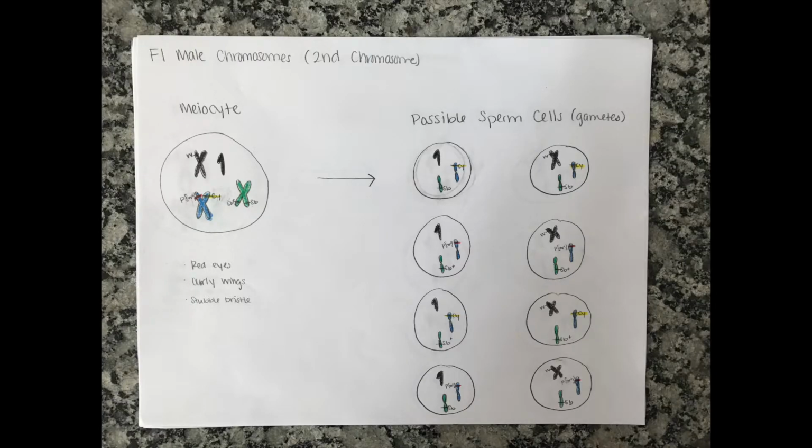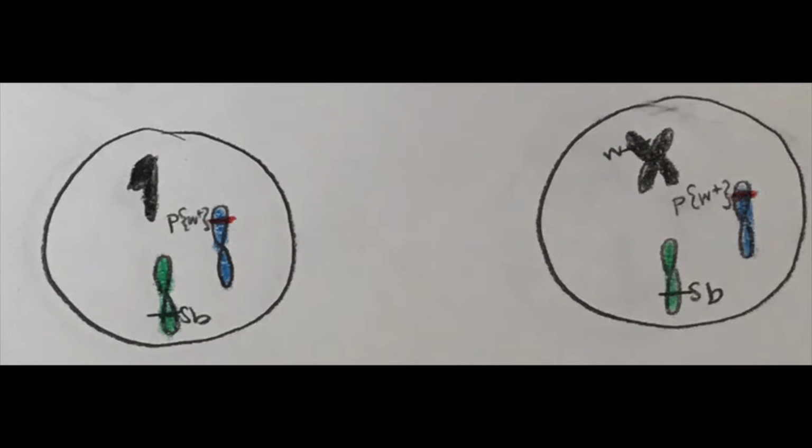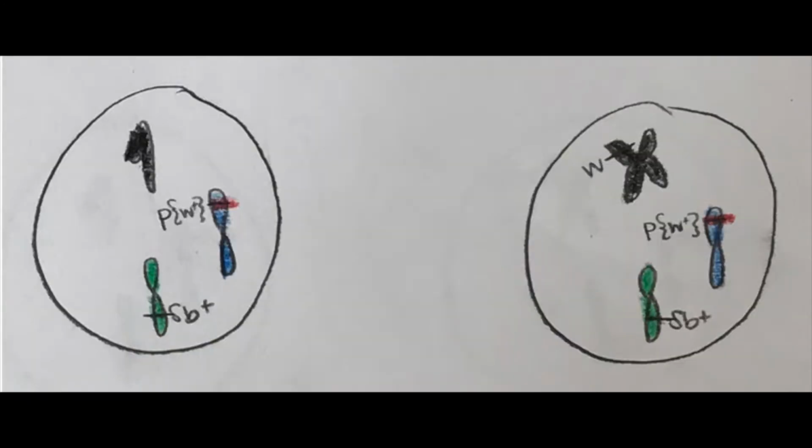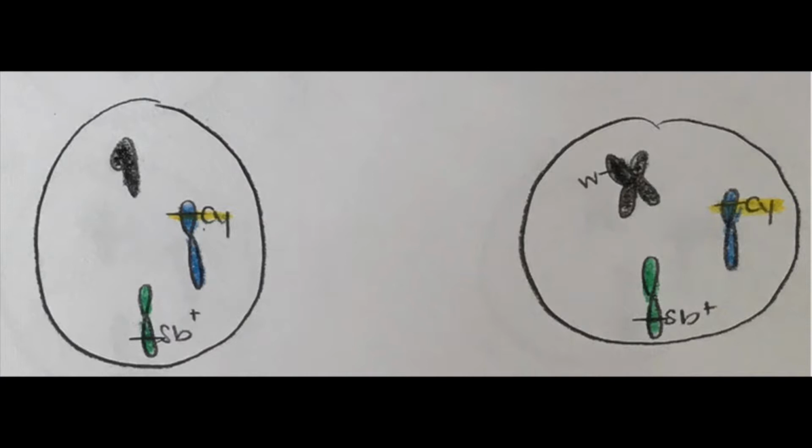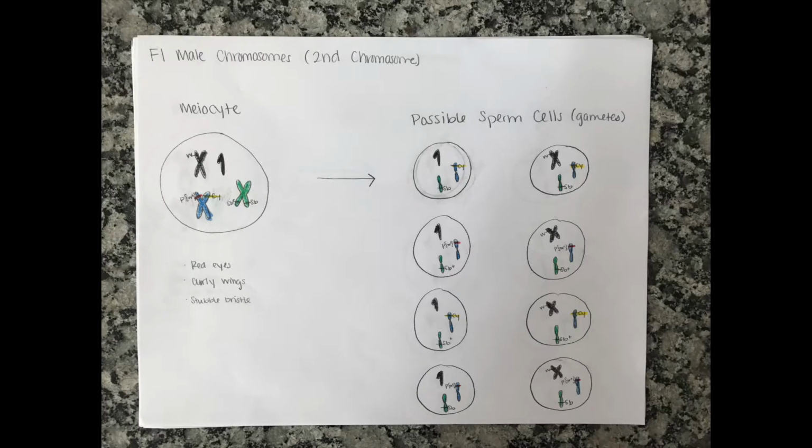Half of the cells that have the X chromosome will either have the transgene and stubble bristle, the transgene and wild type bristle, curly wing and stubble bristle, or curly wing and wild type bristle. The same pairings of alleles apply to the 4 cells with the Y chromosome.